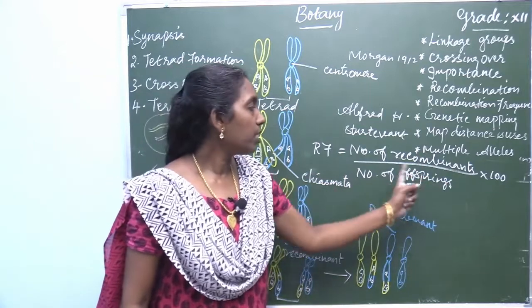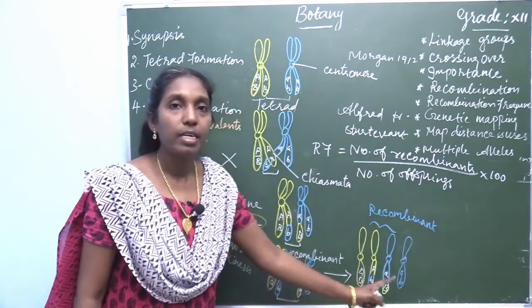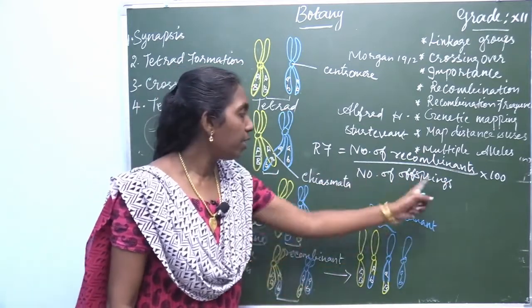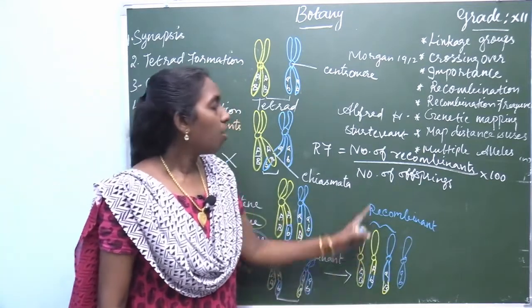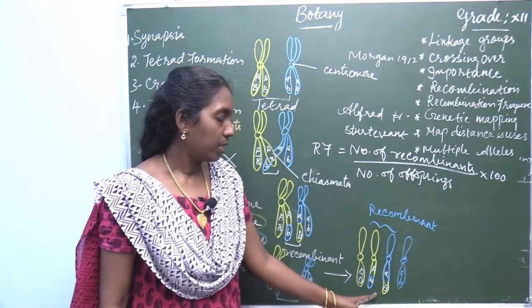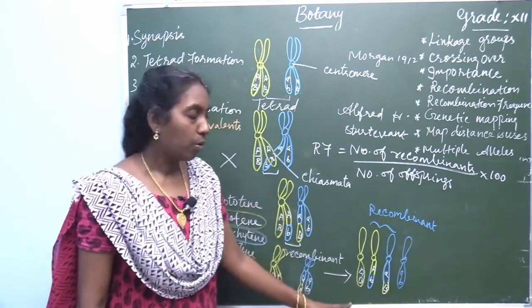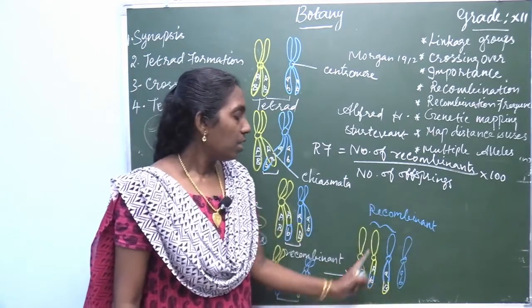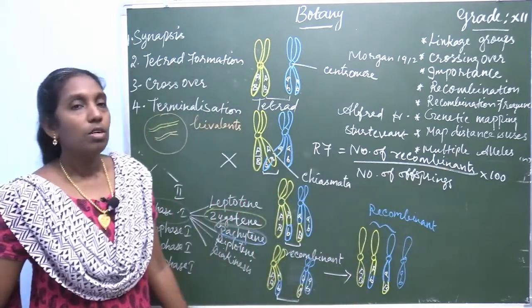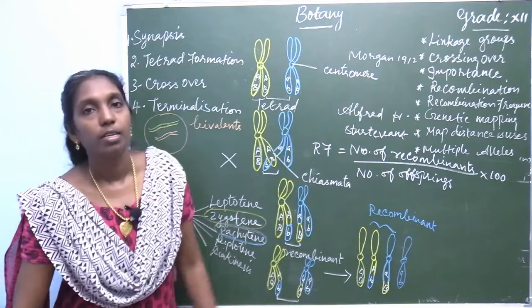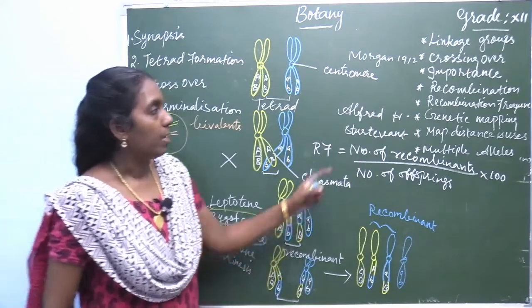Number of recombinants is how many recombinants are formed, divided by number of offspring. Out of these 4, how many recombinants are formed? Here, out of these 4 chromatids, 2 are recombinant, and the total number is 4, into 100. So the percentage is the RF, recombinant frequency.